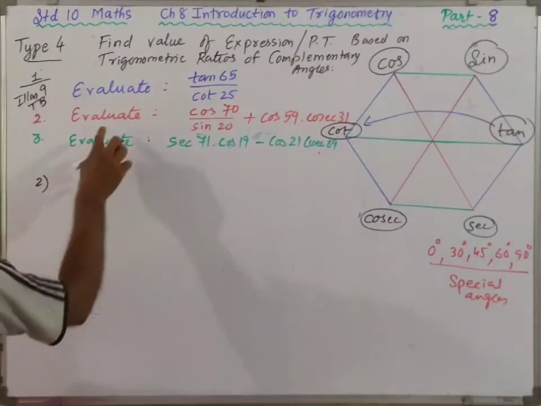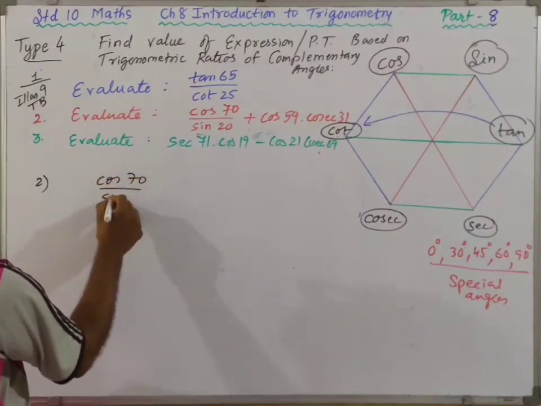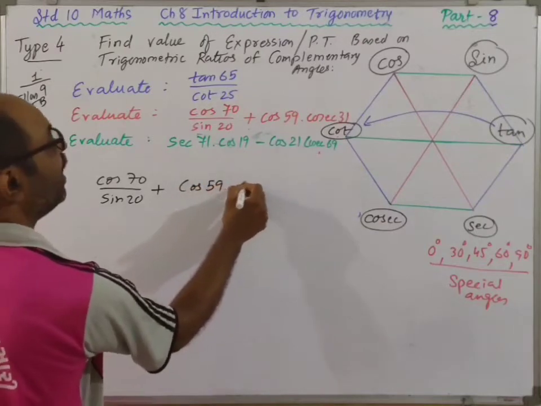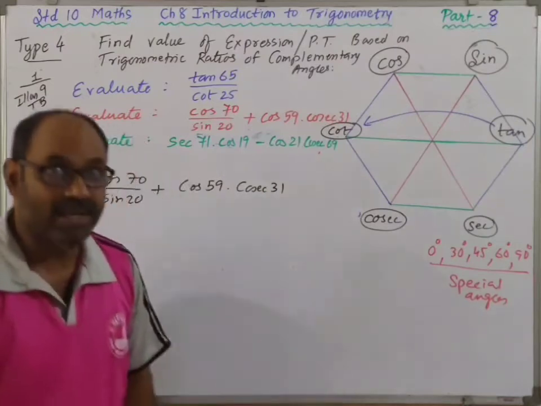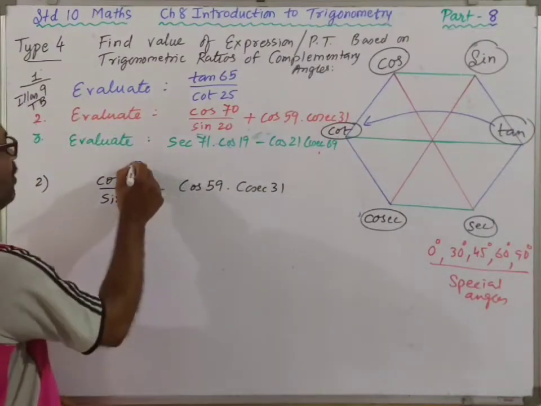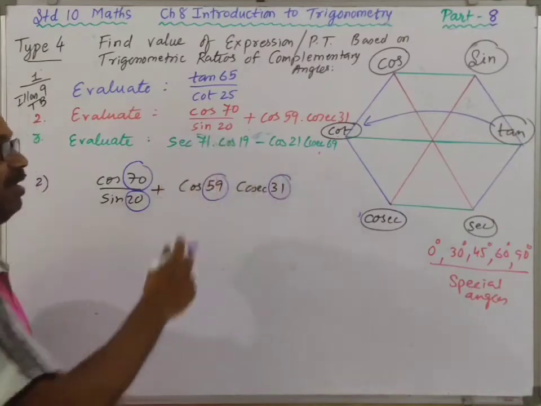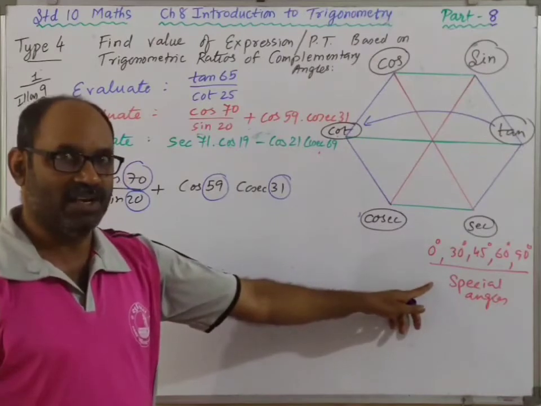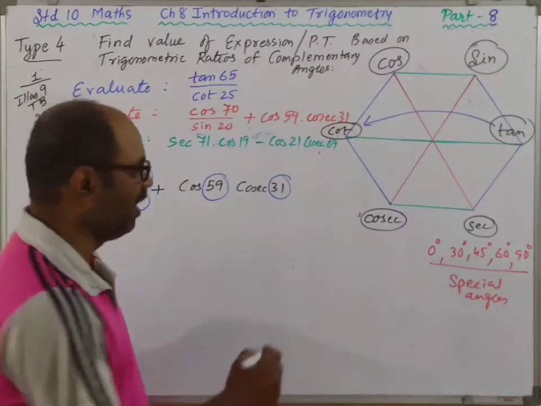Here's the second one. Evaluate cos 70 upon sin 20 plus cos 59 into cosec 31. Alright? Look at the angles. 70, 20, 59, 31. There are 4 angles and none of them is special. So all are non-special angles. So we'll use trigonometric ratios of complementary angles.